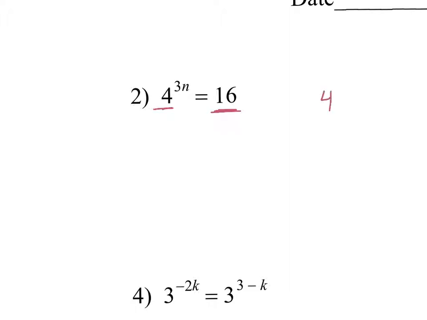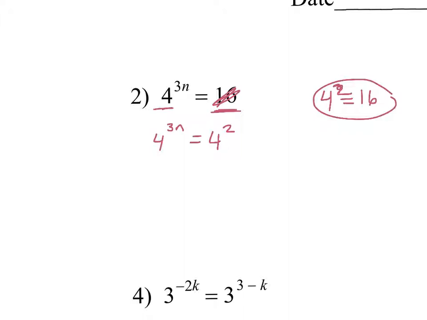So if we start with 4, 4 to the first power is just going to be 4. 4 squared would be 16. So this is perfect. This is what we want. So we're going to change the 16 to 4 squared. And then the left side just stays the same. We have 3 to the 4 to the 3n.